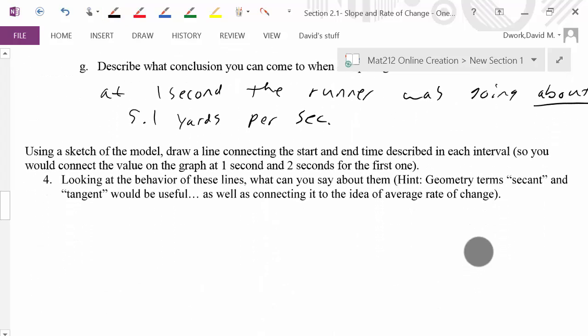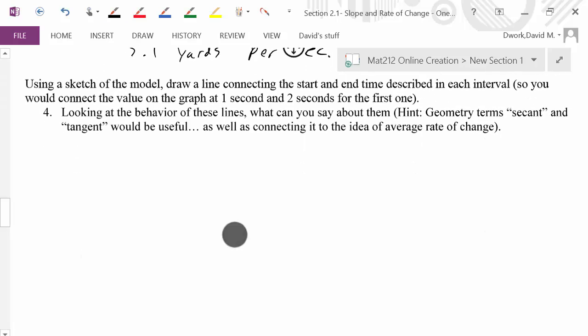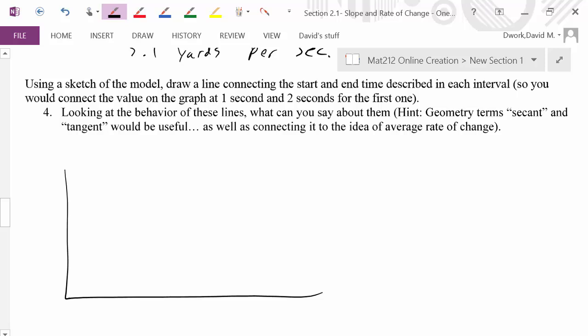Okay. So now, using the sketch of the model from above, so here comes my crude sketch. Think about that being 1 second, that being 2 seconds. What I want you to do is plot the points, and it doesn't have to be perfect, it doesn't even have to be close. The idea here is think about what's happening. If you were to plot the points and connect the dots, what kind of line is that? Notice I want you to use a little bit of geometry. It's a secant or a tangent line.